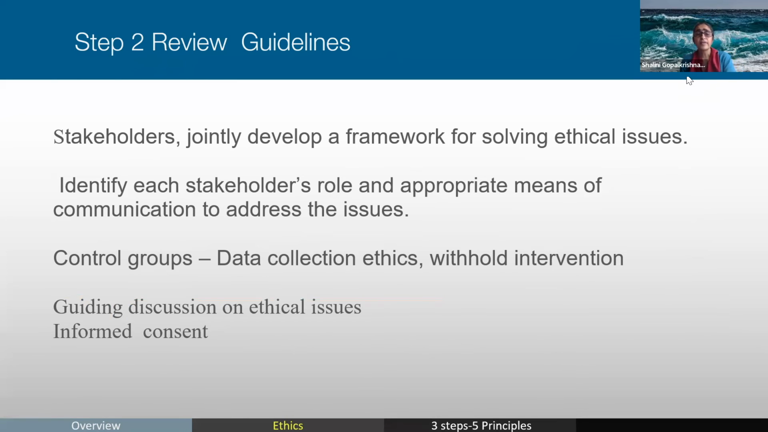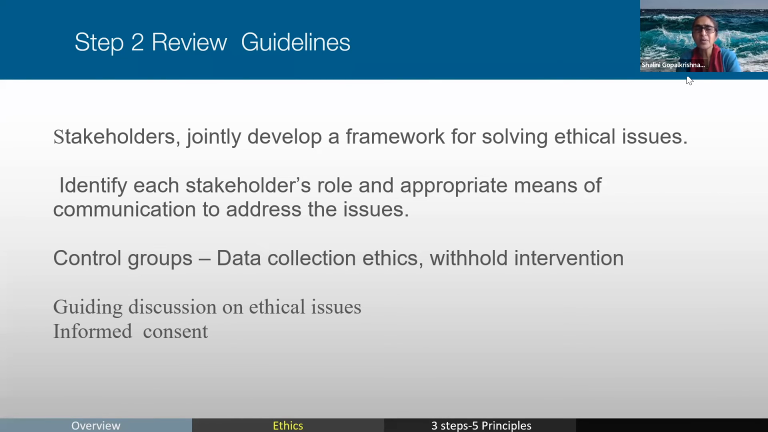So again, whenever you are not sure there's an ethical issue, talk to other stakeholders, invite them, tell them what the issues are, like we talked about with these 5 examples. You can put this and say, what do you think? Talk about each person's role and how you communicate this, right? Again, with control groups, be careful, because obviously you're not giving them the intervention. What is the ethics for that? And then have a discussion. So these are very important things.